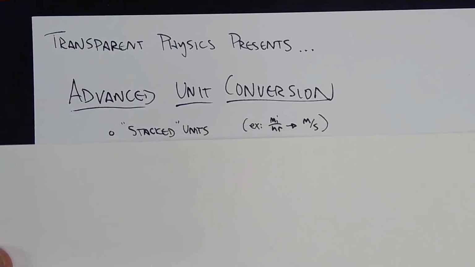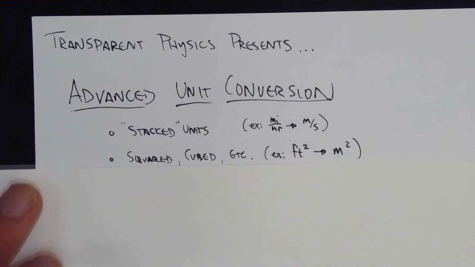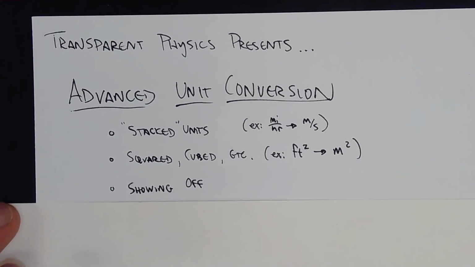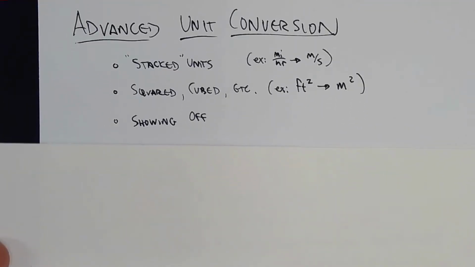And when I'm talking about advanced unit conversion, this is not an official designation, this is just my opinion. Stacked units, say miles per hour to meters per second. Squared, cubed units, etc. You can keep going from there, although you don't see it much more often besides squares and cubes, at least at the introductory level. So square feet to square meters, for example. And then we'll just do a problem to show off putting all that stuff together and seeing some kind of neat, maybe slightly out of the box thinking on how to use unit conversion. It has its value, let's put it that way.